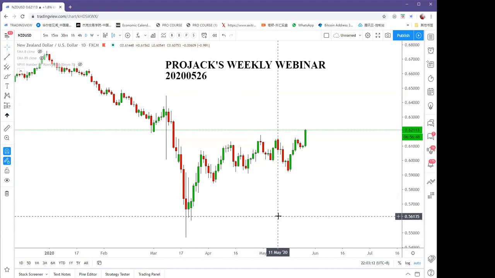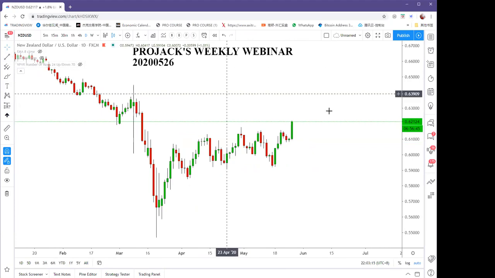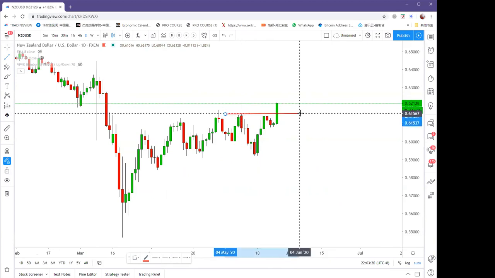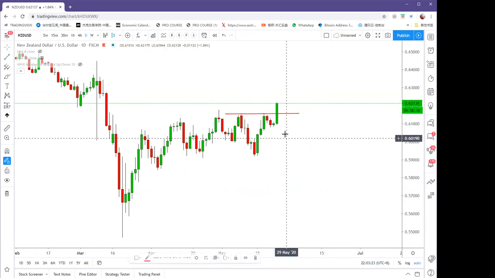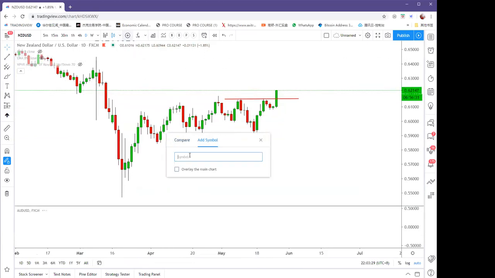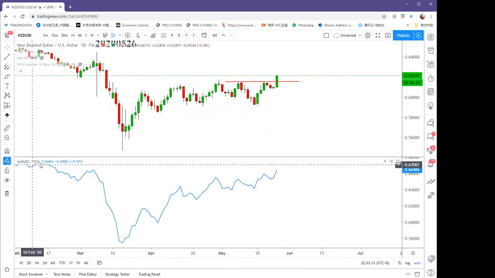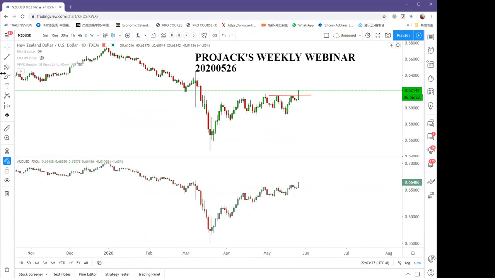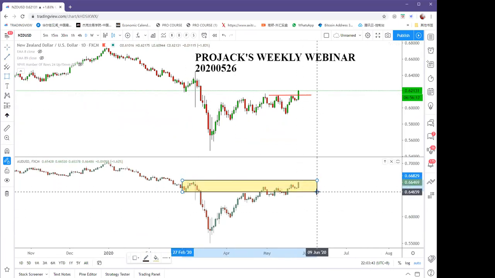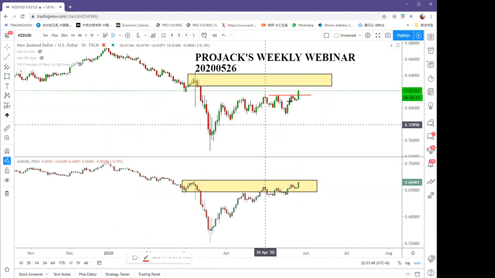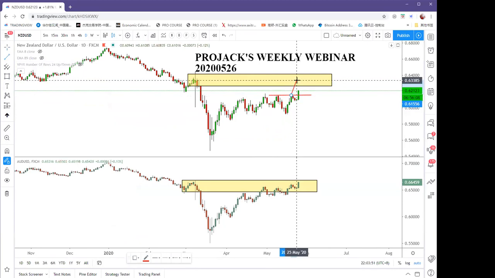earning potential. Okay, so here is the one which I mentioned last week. We noticed the Kiwi has already shot up, and we are using the Aussie dollar as a leading indicator of Kiwi. Because when we compare these two pairs, you can easily find that the Aussie has already touched into this area, but the Kiwi hasn't. That's why I suggested buying the Kiwi to capture this gain.